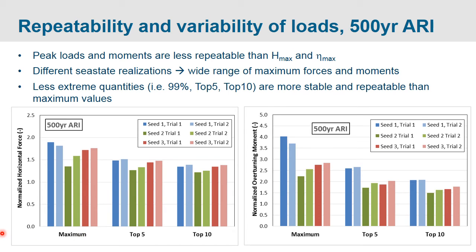So let's look now at the repeatability and variability of the loads for this 500-year sea state. We have again two repeats of the same wave train in blue, two repeats of a different wave train in green, and two repeats of a third wave train in the red and the pink. 500-year wave condition on this side. This is the force, and then the moment over here. So we can conclude that peak loads and moments are clearly less repeatable than the Hmax and the Etamax. We can conclude that different sea state realizations lead to a wide range of maximum forces and moments, and it's clear that less extreme quantities like the 99 percentile value or the top 5 or top 10 value are more stable and repeatable than the maximum values themselves.